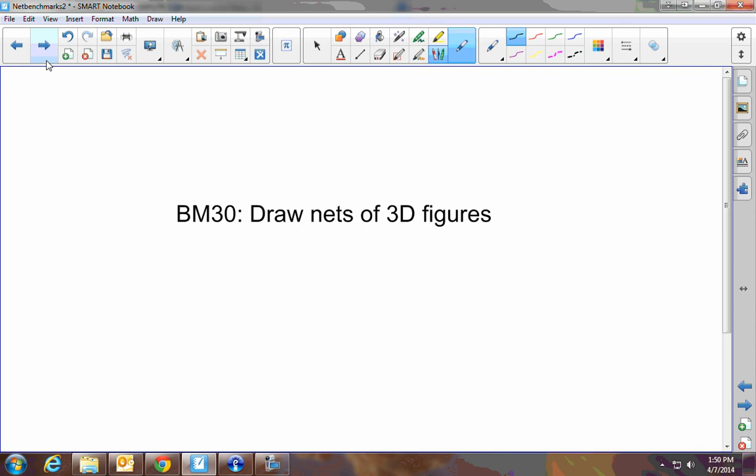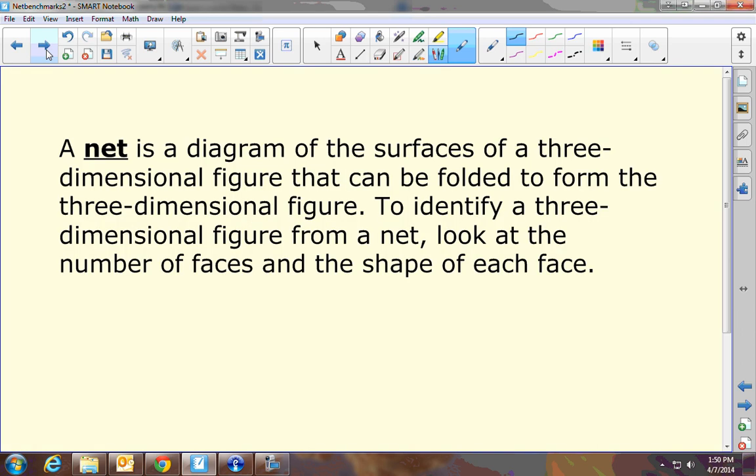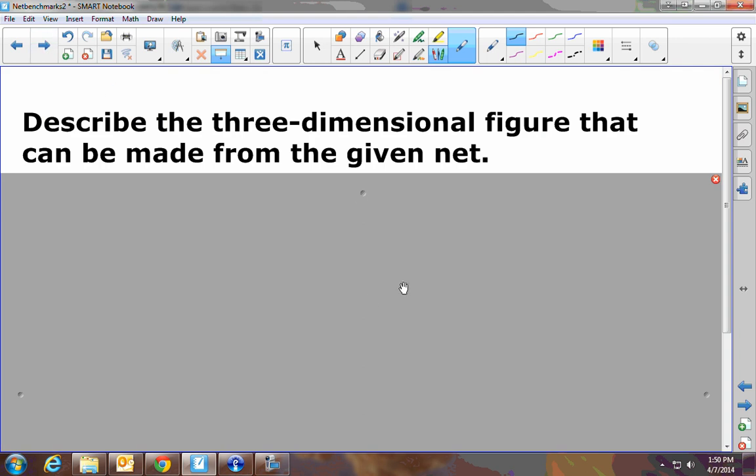Benchmark 30, I can draw nets of 3D figures, okay? So first question might be, what is a net? A net is a diagram of the surface of a 3D figure that can be folded to form that 3D figure. To identify a 3D figure from a net, look at the number of faces and the shape of each face. Okay, an easy way to think about this is, imagine taking apart a box and laying it flat. You know, what would it look like?